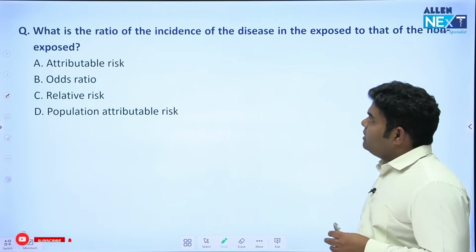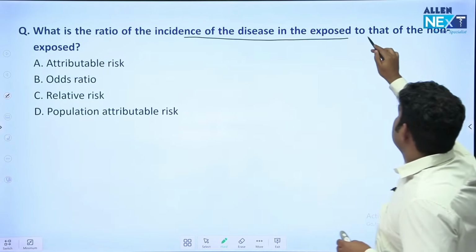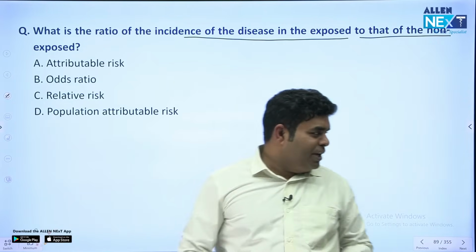Next question. What is the ratio of incidence of disease in the exposed to that of non-exposed? What is the answer? This is a tricky question, tell me the answer.